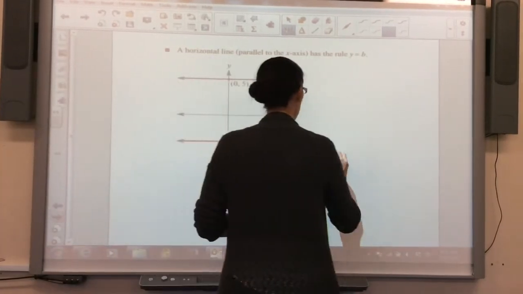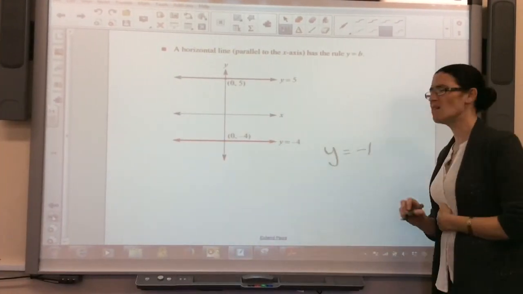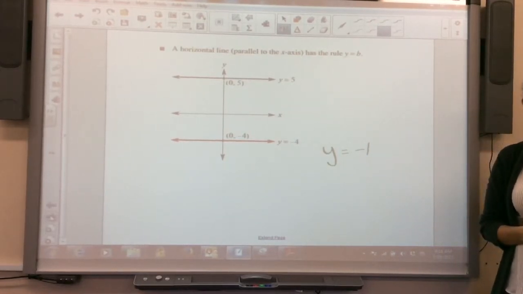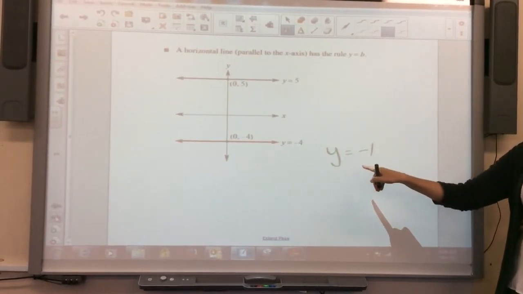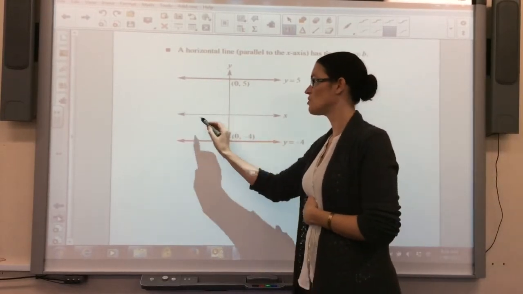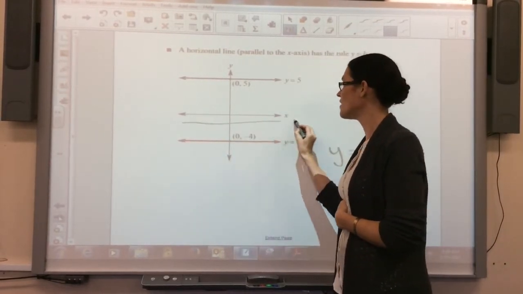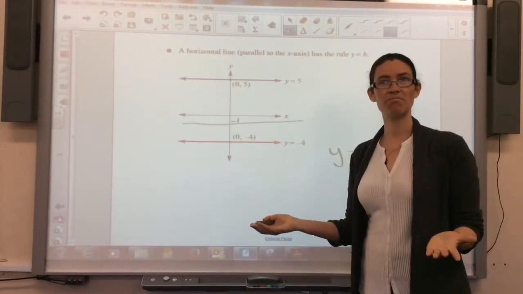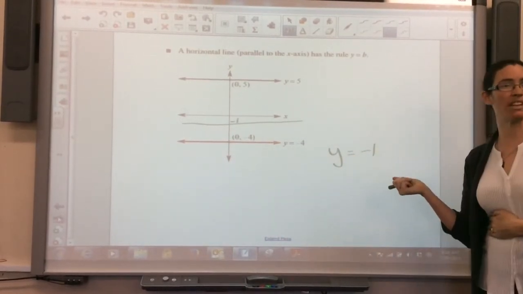If I told you to draw y equals -1, what would I do? If I said draw y equals -1, what do you think I would do? Go across, just under here, through -1. That's it. So they're really nice, those lines.